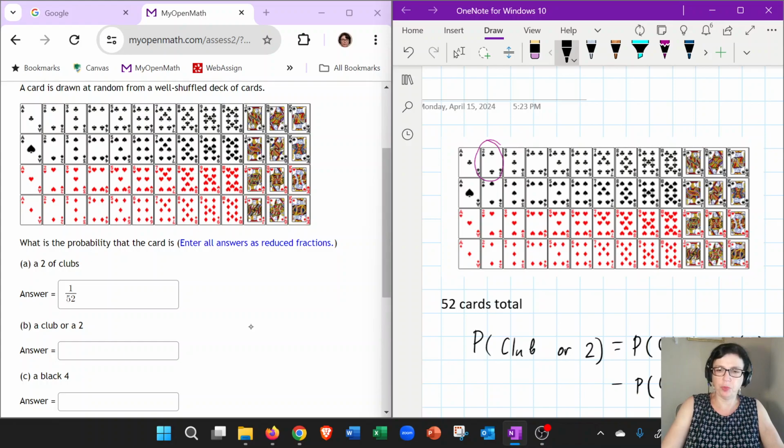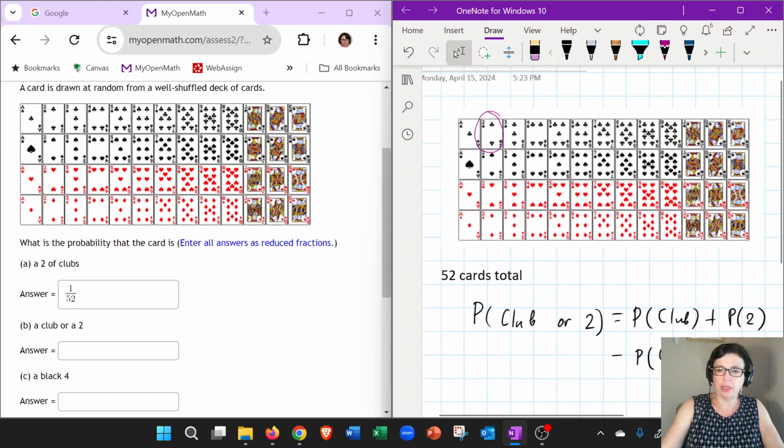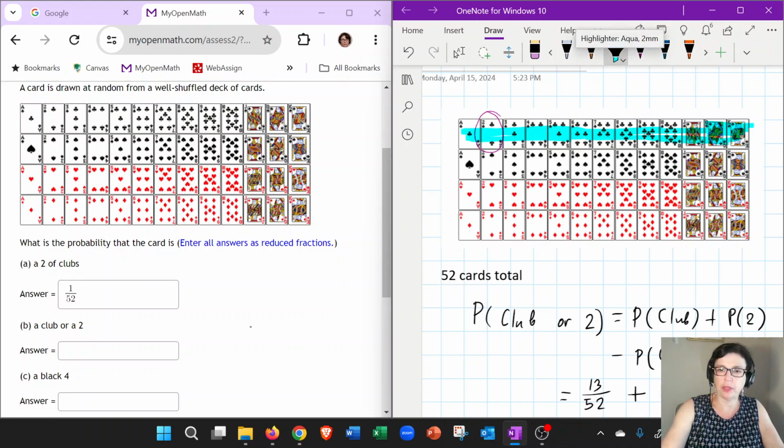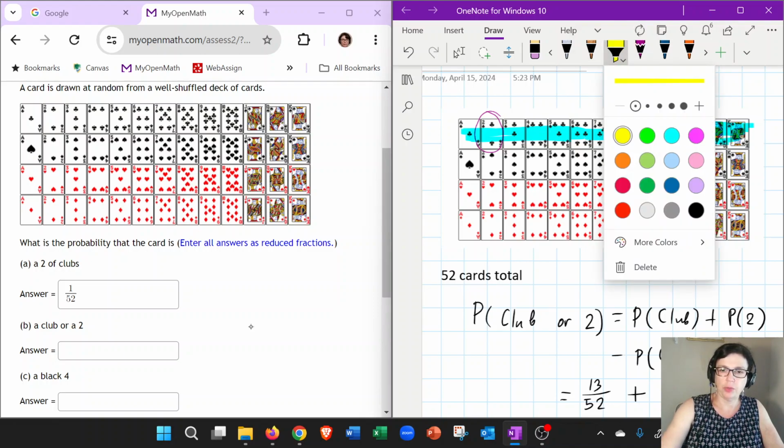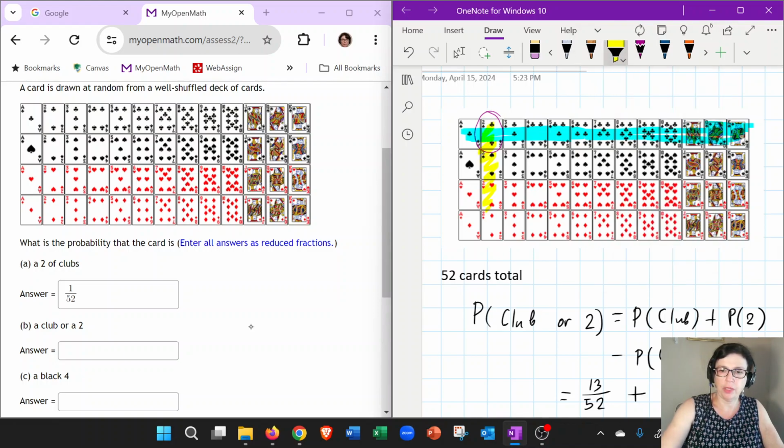Okay, so here's what you want to do. First, highlight the clubs. What are the clubs? So clubs are all of these, right? So these are all clubs. How many cards are clubs? Well, there are 13. So 13 divided by 52 would be the chance of clubs. Now, how many cards are twos? So now highlight the twos. The twos are all over here, right? And how many of them are like that? Well, there are 4. So this should be 4 divided by 52.